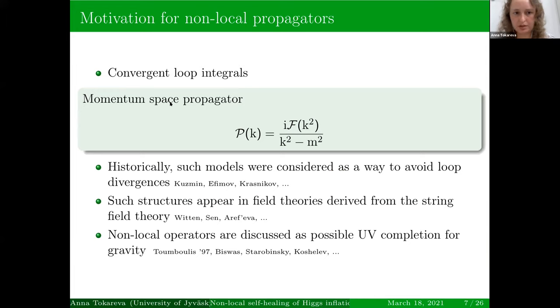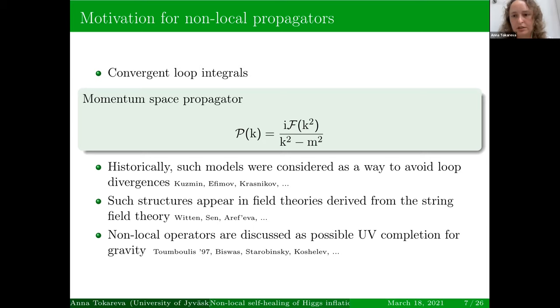In such a theory, it's possible to arrange that the loop integrals would be convergent just because the momentum space propagator will have exactly this function of k squared, which can be arranged in such a way that it's falling, for example, exponentially falling for large values of k. And historically, such models were considered as a way to avoid loop divergences. Also, as another motivation, such structures can appear in a few theories derived from string field theory.